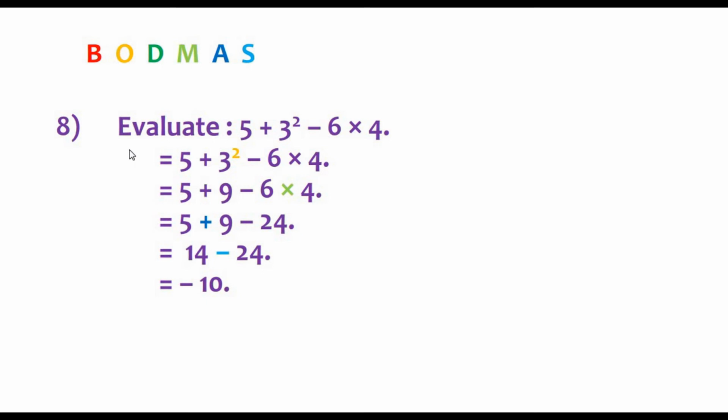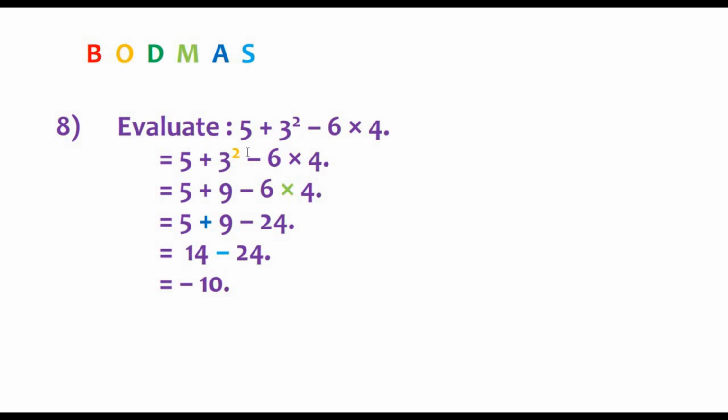Let's look at the eighth problem, which says evaluate 5 plus 3 squared minus 6 multiplied by 4. In this problem, as you can see, there are no brackets. Therefore, secondly, what do we have? We have a power here. So there is 3 to the power 2, or 3 squared. We need to sort that one first, which means 3 multiplied by 3 becomes 9.